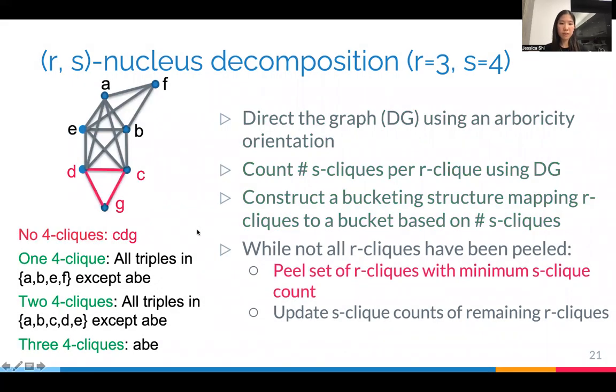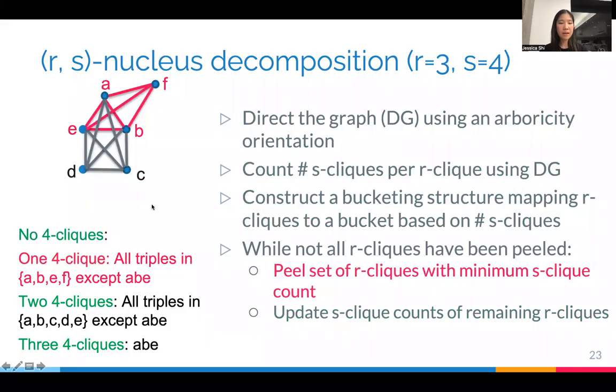So now we perform the peeling process. So we begin by peeling the set of triangles in parallel with the minimum four-clique count. So to start out with, this is just a set of CDG. And then we update the four-clique counts of the remaining triangles. So there's nothing to update here because CDG participated in no four-cliques. And now we repeat this process.